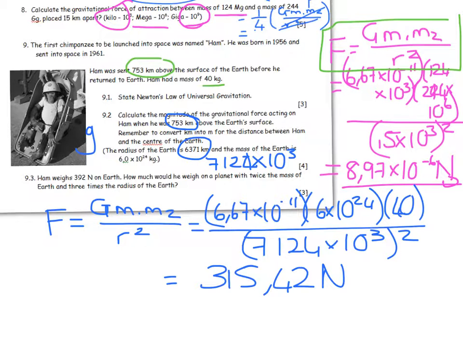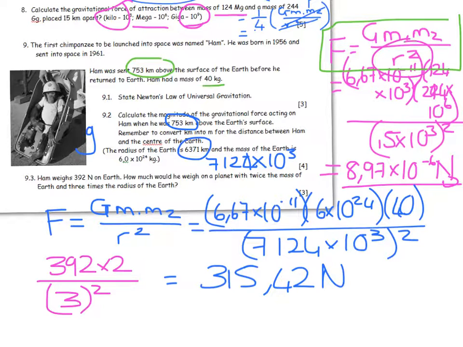Then it says Ham has a weight of 392 newtons on Earth. How much does he weigh on a planet that has twice the mass of Earth? So then his weight will be twice as big because it's directly proportional to the mass of the planet. So we're going to go 392 and we're going to multiply it by 2. And a radius 3 times that of Earth, so I need to divide by 3 squared because it's the radius at the bottom that has to be 3 squared. So when I get that, I find that his new weight would be 87,11 newtons.